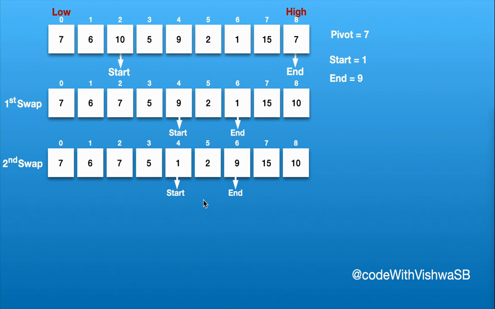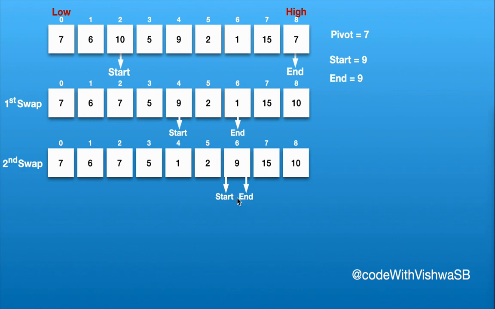And again follow the same steps. Start is less than or equal to pivot. Yes. Then increment the start by 1. Then start will become 2. Now start is less than or equal to pivot. Yes. Then again increment by 1. Start will become 9. Now check, is start less than or equal to pivot? Start is 9 and pivot is 7, so it's false. So then stop the start at the same position.